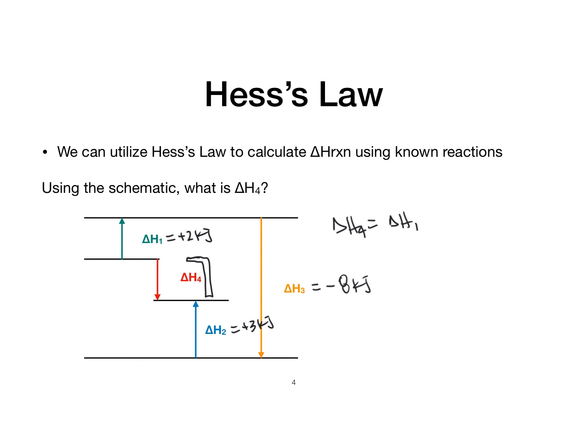delta H1, so that would be 2 kilojoules. In this case, it's going to be plus delta H3, so it's going to be plus negative 8 kilojoules. And then it's also going to be plus 3 kilojoules, so delta H4 is going to be equal to negative 5 kilojoules. And that makes sense because that arrow is going down where the energy is leaving the system. So this is a schematic example. So let's look at some other examples.